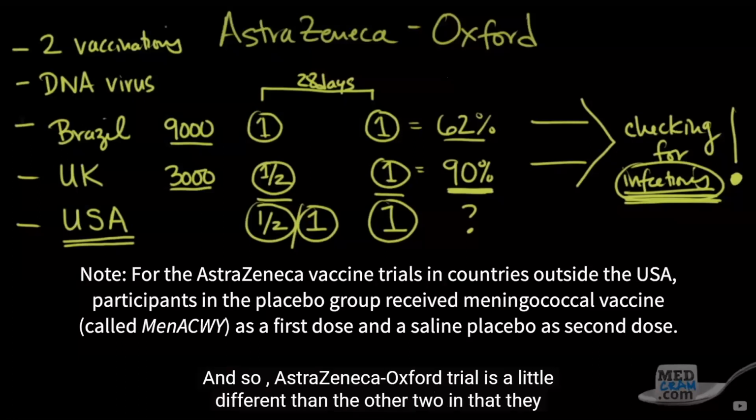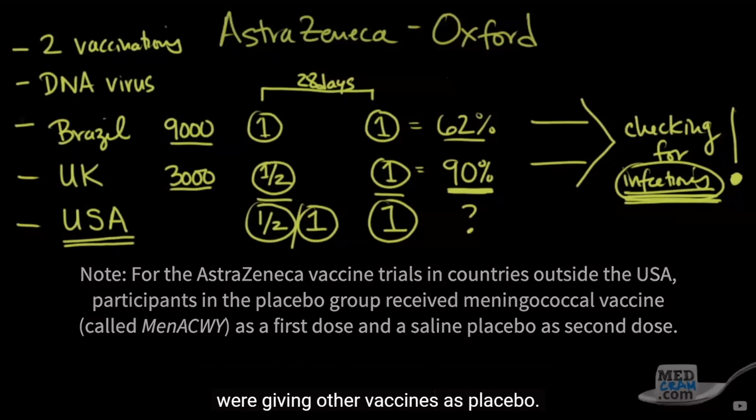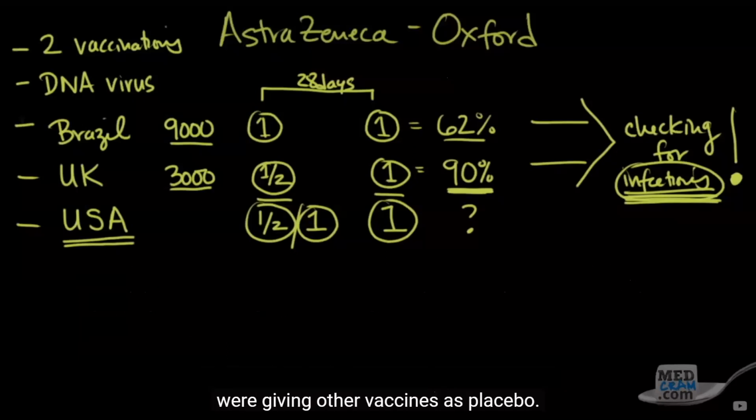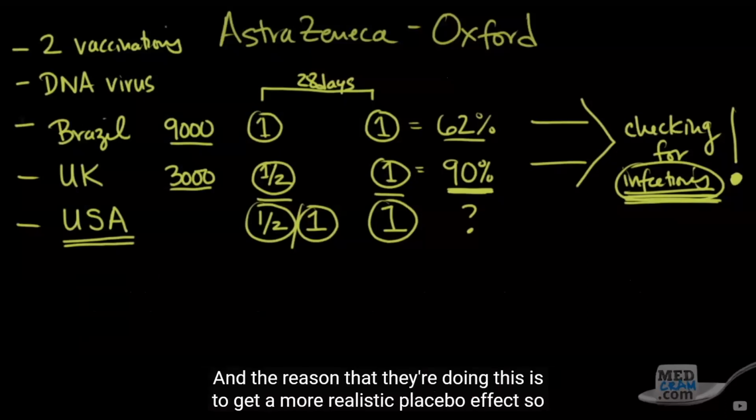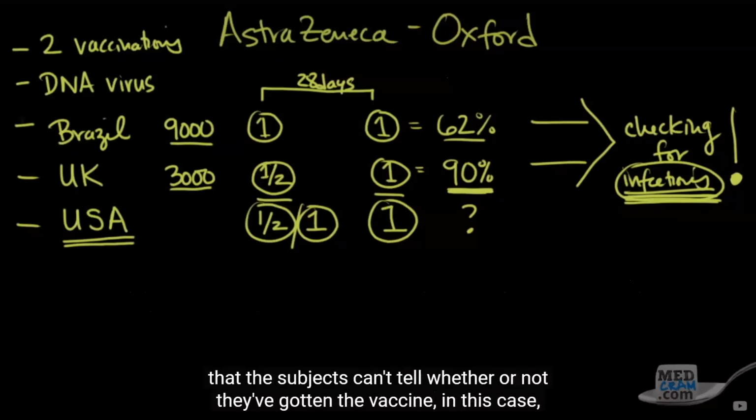And so here, AstraZeneca Oxford trial is a little different than the other two in that they were giving other vaccines as a placebo. And the reason why they're doing this is to get a more realistic placebo effect so that the subjects can't tell whether they've gotten the vaccine in this case or whether they're in the placebo arm.